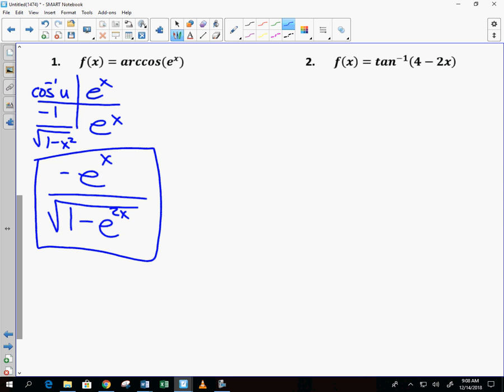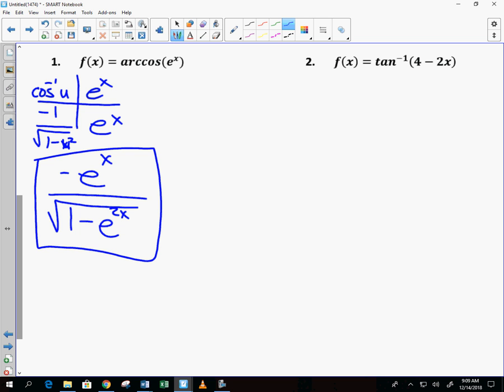Question? I made a little mistake here. That should have been a u. So when you plug the e back in, yeah, sorry about that.